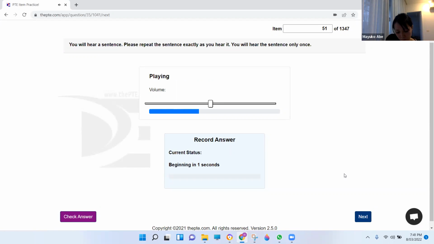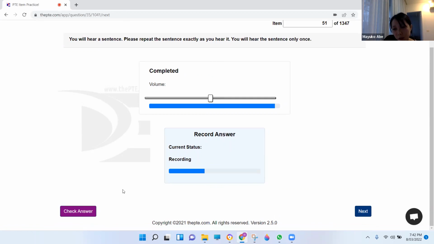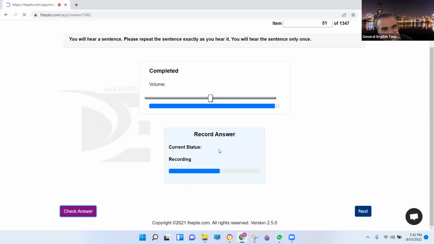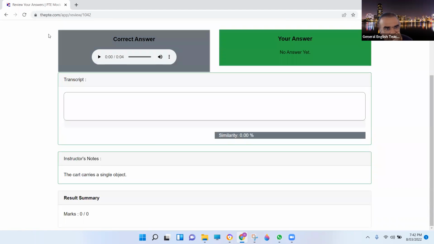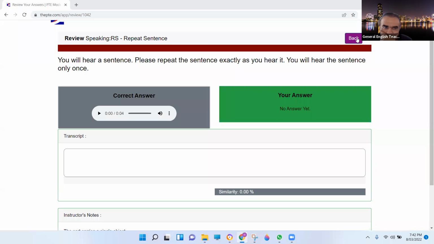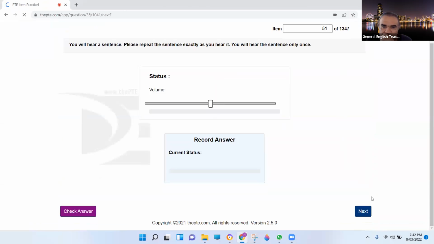The cart carries a single object. The cat carries single object. Excellent. The cart carries a single object. Next one.